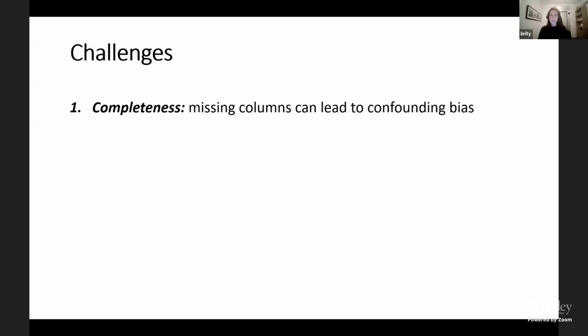There are many challenges in order to achieve this vision. The first challenge is completeness. We want to make sure that all the relevant variables are included in our dataset. We don't want to miss any relevant variable because of the confounding bias we already talked about. So every relevant variable that is observed should be included in the dataset.